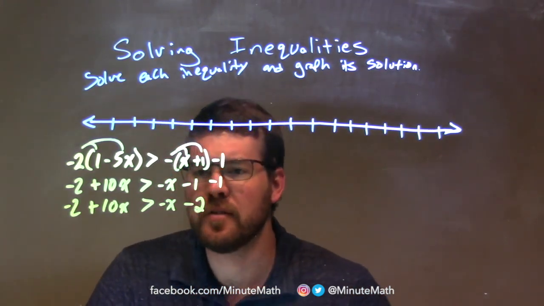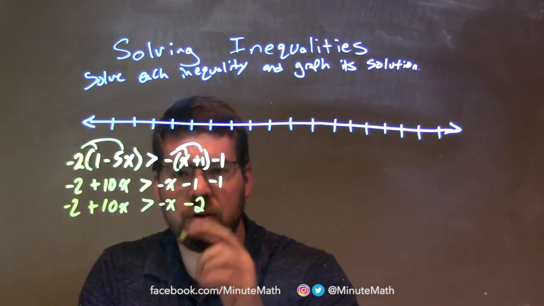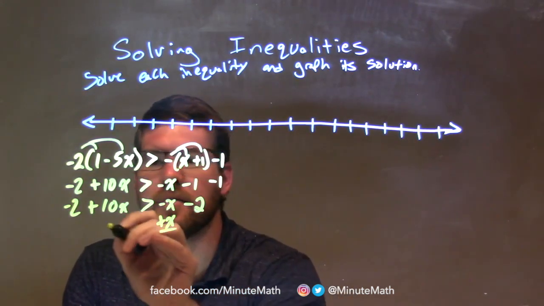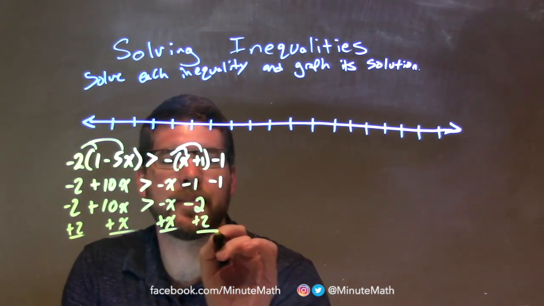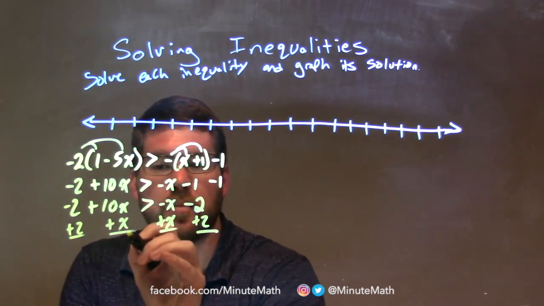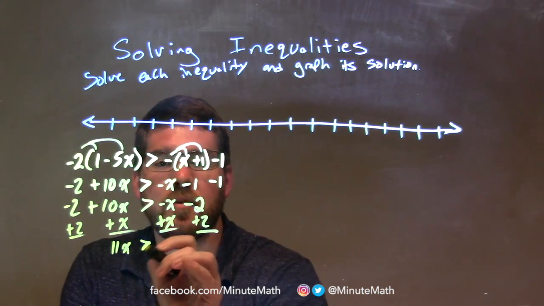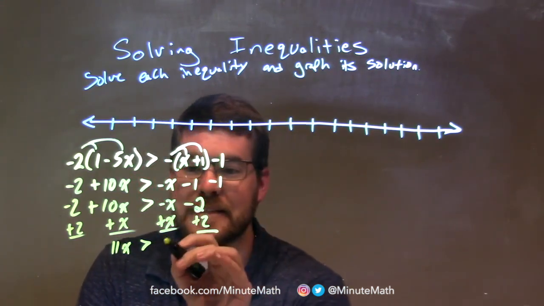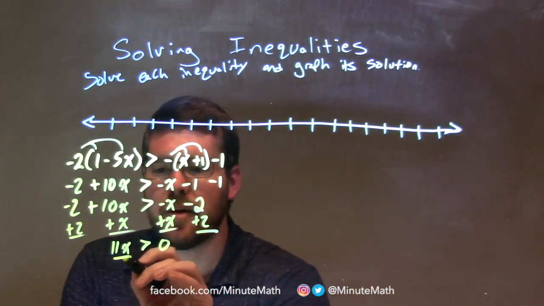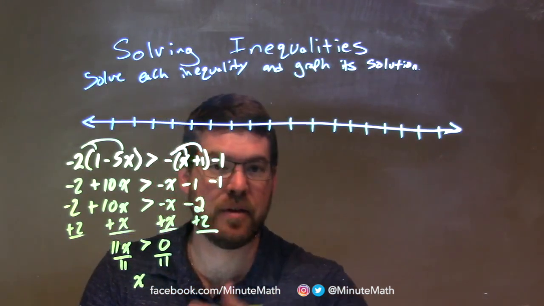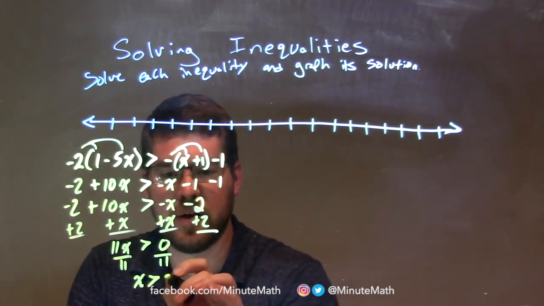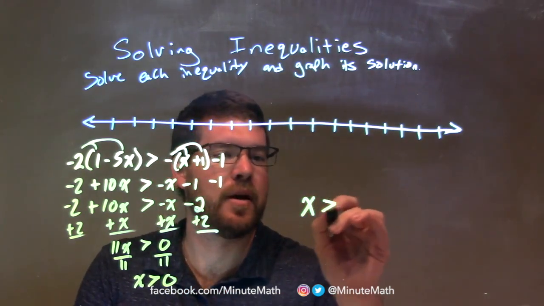So now fairly simple. Let's bring our x's together and our numbers together. So I'm going to add an x to both sides, and I'm going to add a 2 to both sides as well. That leaves me with 10x plus x is 11x is greater than, well, negative 2 plus 2 is a 0. Last step, divide by 11 to both sides, and that's fairly easy because 0 divided by 11 is just 0. So we have x is greater than 0. So x is greater than 0 here.